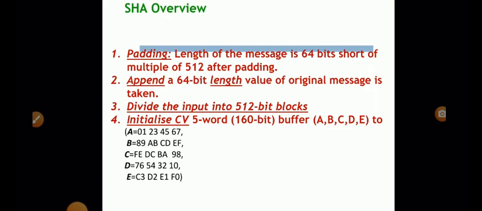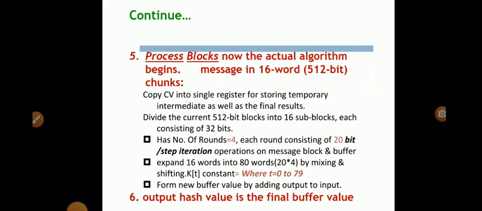Consider A. In A we store the value 01 23 45 67. In B we store 89 AB CD EF. In C, FE DC BA 98. In D, 76 54 32 10. And in E we take C3 D2 E1 F0. So first you have to initialize all these chaining variables.